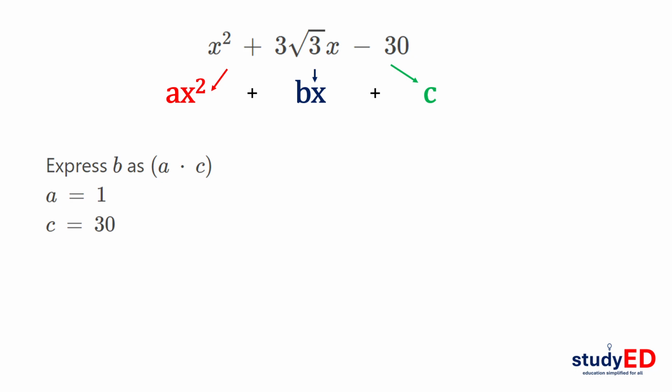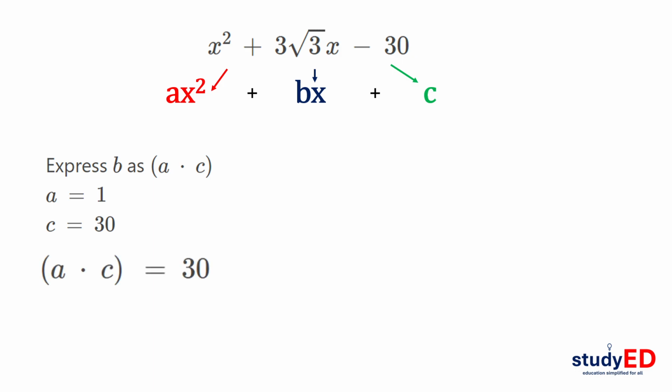Firstly, when it comes to factorizing this polynomial, we have to express the coefficient of the middle term as a product of the coefficients of the first and last term. Or to make it simpler, b, the coefficient of the middle term, must be expressed in the form of a into c. What is a? 1x square or x square? X square can be expressed as 1x square. So a is 1. C directly we make it 30. So a is 1, c is 30. A into c is nothing but 30 itself.